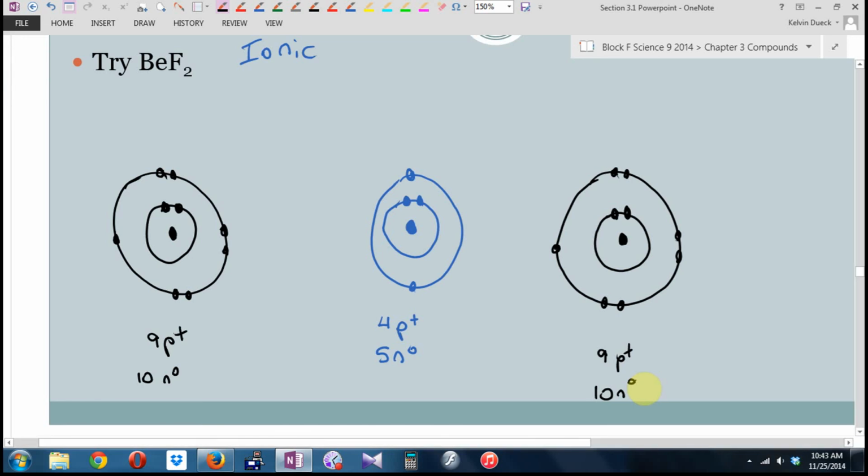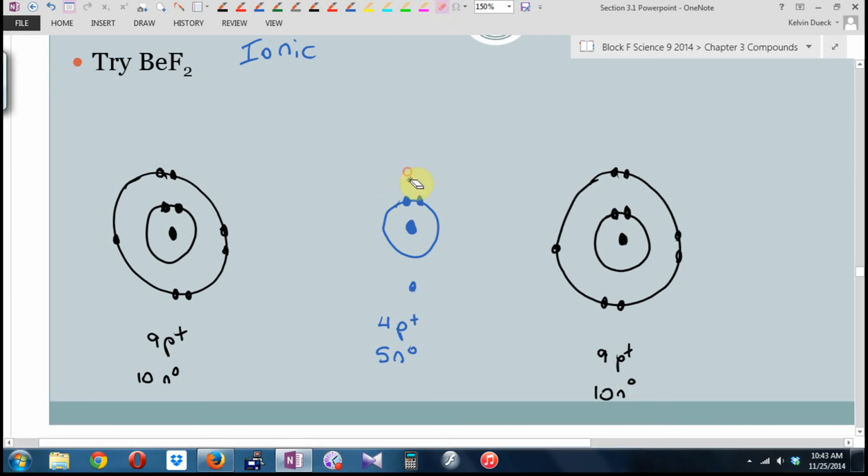See the setup here? Right? How many more does fluorine want? 1. How many does beryllium want to get rid of? Can you see why we have to have 2 fluorines to make this happy? Because beryllium wants to get rid of 2, but fluorine only wants 1. Oh, we need 2 fluorines because they each are going to take 1 apiece. So now it's going to look like this.